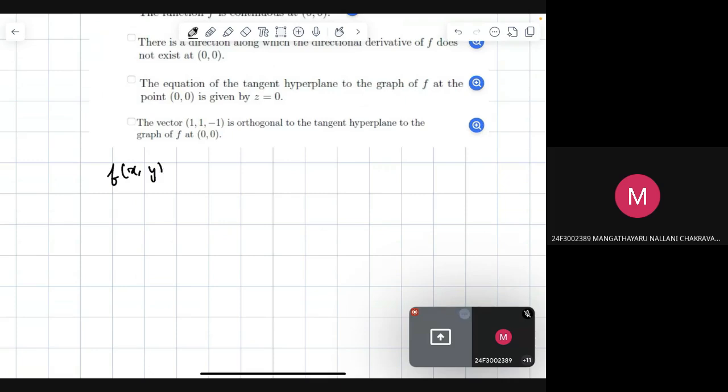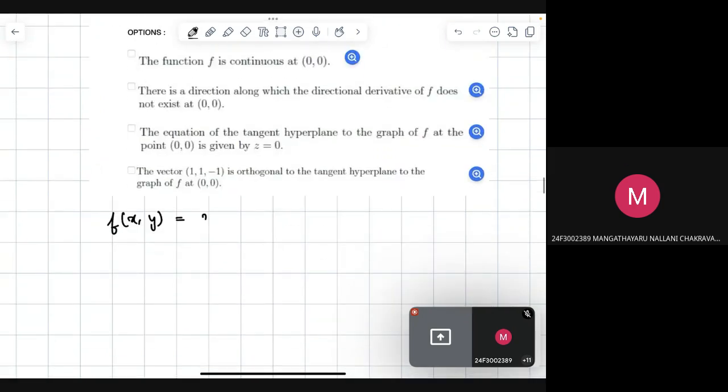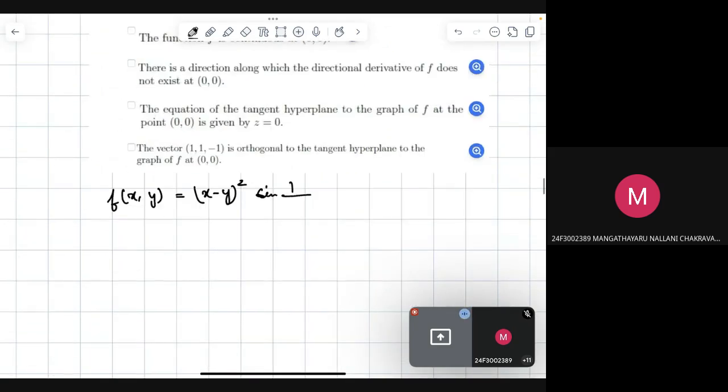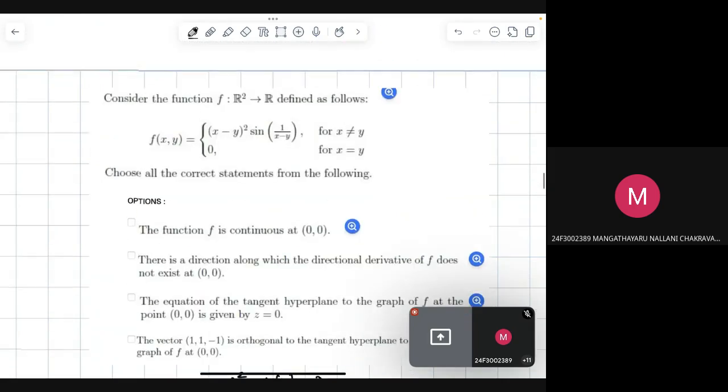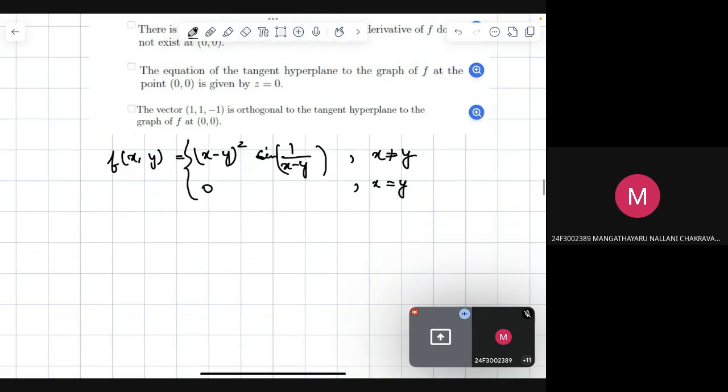So we have f(x,y) equal to (x minus y) whole square sine 1 by (x minus y). This is for x not equal to y, and 0 for x equal to y. And we have to check the continuity.